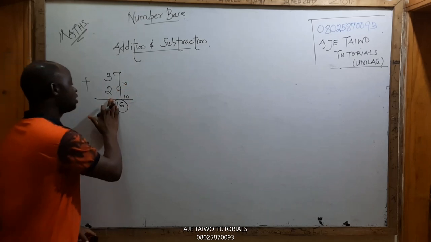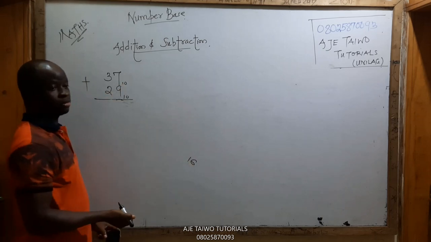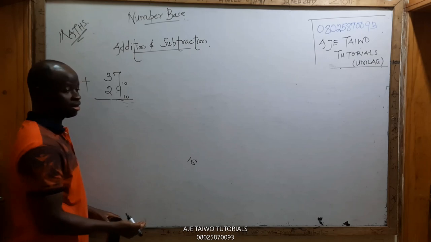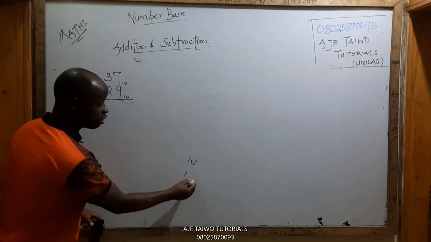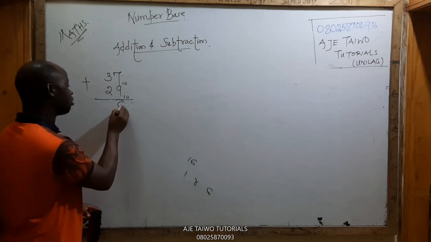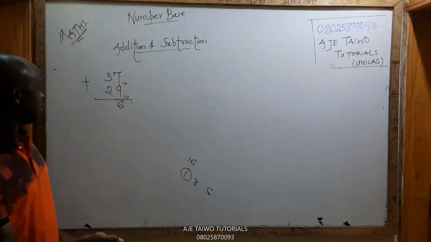I want to say, how many of the base can I see in 16? How many 10s can I see in 16? And I will say what? I will say 1. Only 1. Remainder, what? 6. I put the remainder down and I carry 1. I carry 1. Let's go.